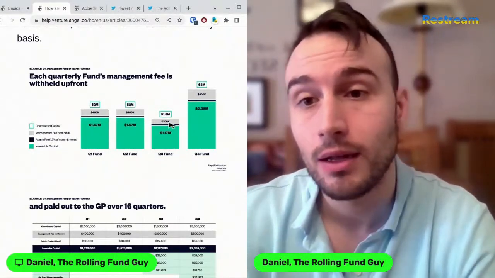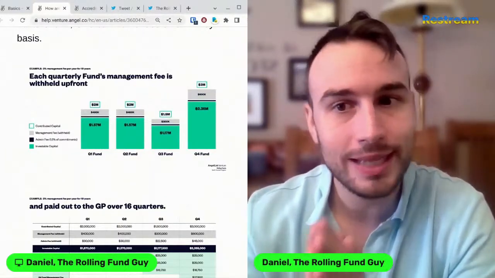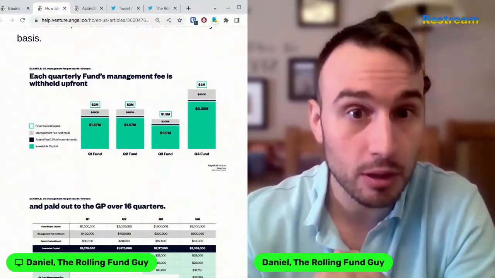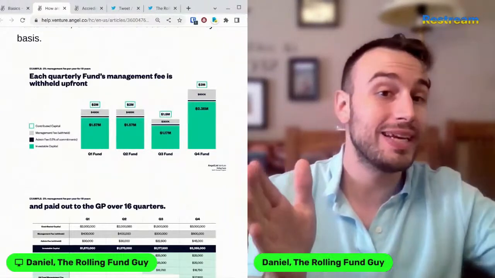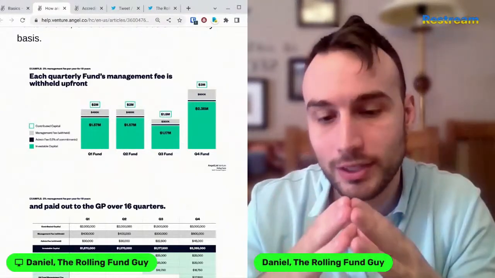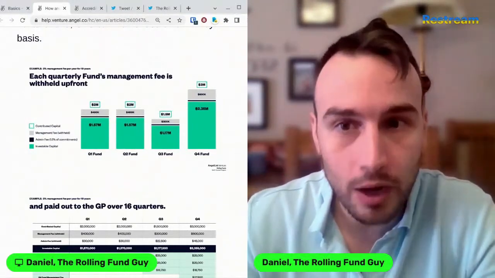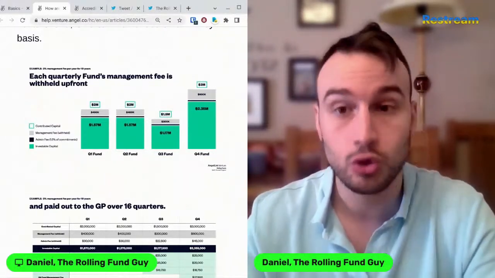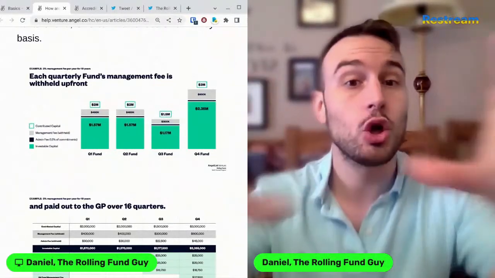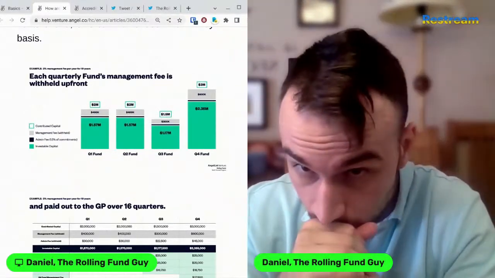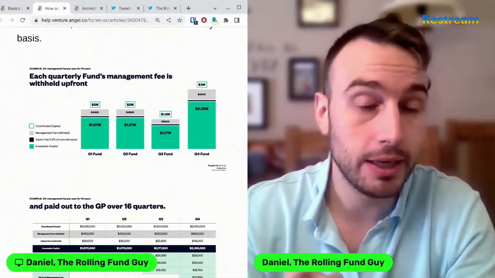Well, assuming you're using a standard 2% fee, AngelList takes out 20% of your invested capital. That's because AngelList calculates a 2% fee over the course of 10 years, which they hold in escrow from day one. So a 2% fee over 10 years is 20%. If you have $2 million in contributed capital, AngelList is holding $400K in escrow and leaving you with about $1.6 million of the $2 million.